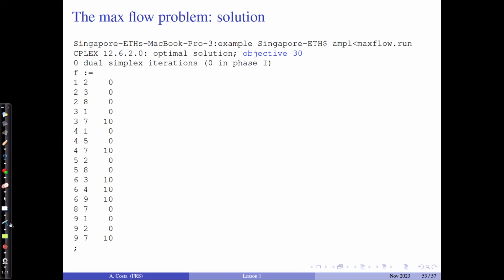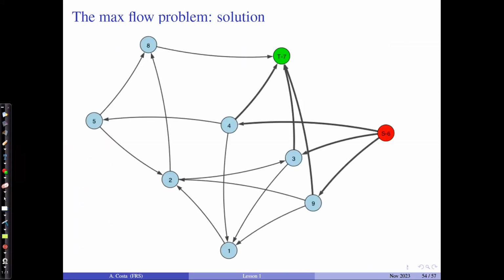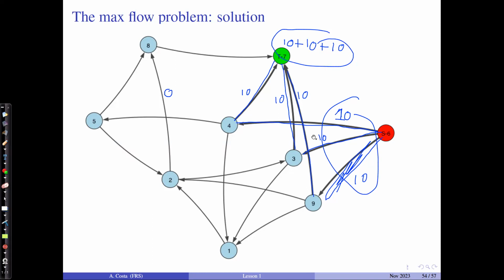If we want to see that, this is what is going on. So the arcs that are not highlighted mean we are sending zero. And those in black, we are sending 10. So you see what is going on. We are sending 10 units here, and they are going here, right? So I get 10. Then I'm sending 10 here, and they go here. And then I have another 10. And then the last 10 here, then they go here. And then we have 10. So we send 30 and we get 30. And this is the max flow.